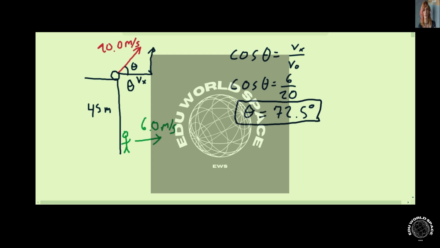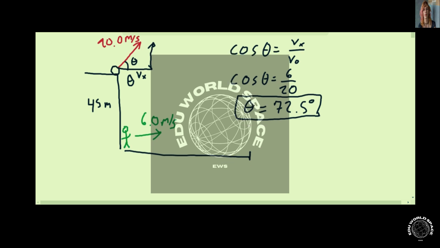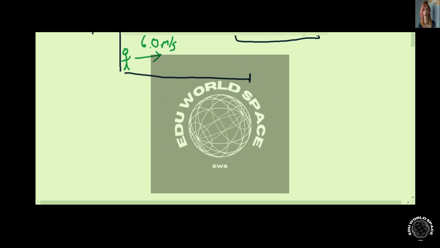Now next, we need to find the distance that the runner travels before they catch the ball. And so first we need to use one of our kinematic formulas to find time. So we're going to use delta y is equal to the initial velocity in the y direction times t plus 1/2 acceleration times time squared. So we're looking for time. Acceleration is going to be due to gravity, so it's going to be negative 9.8 meters per second squared.